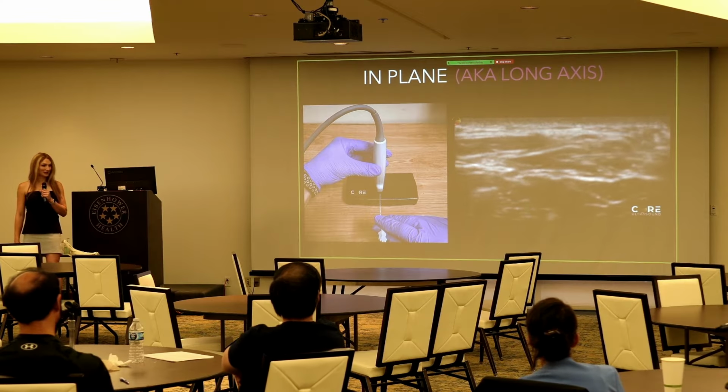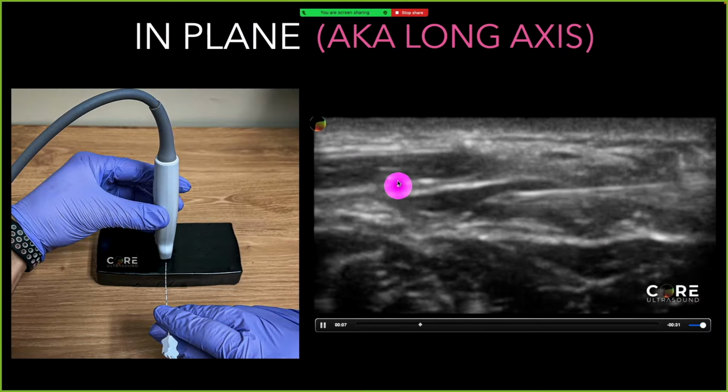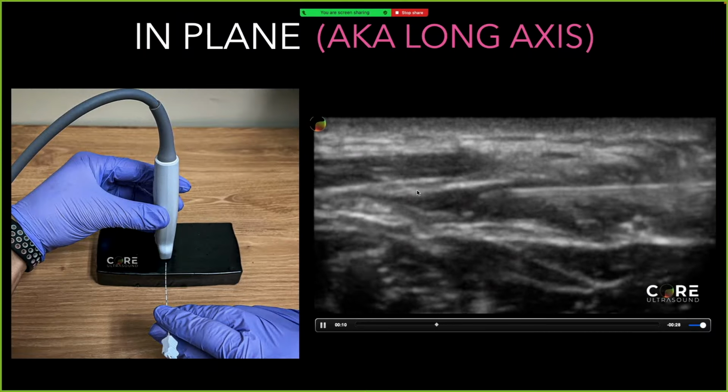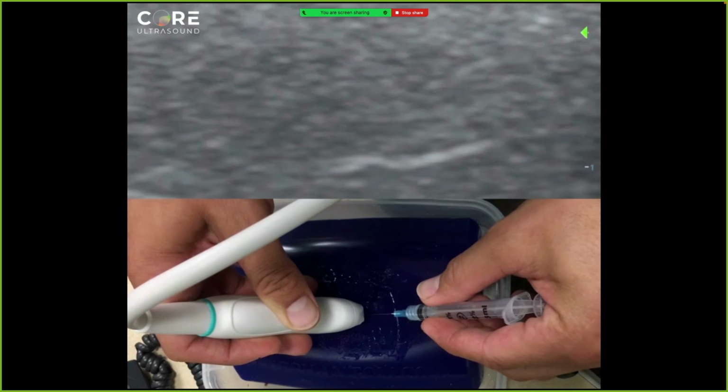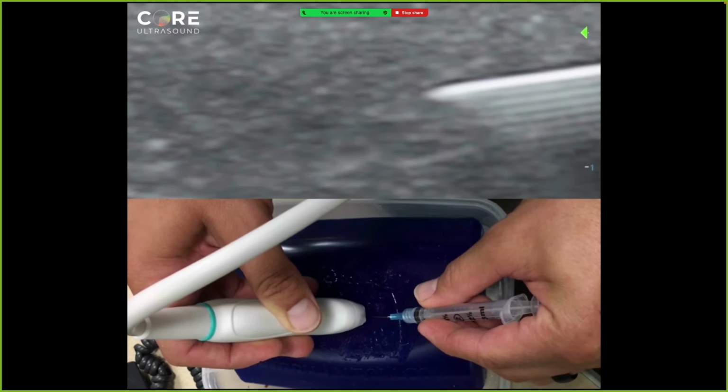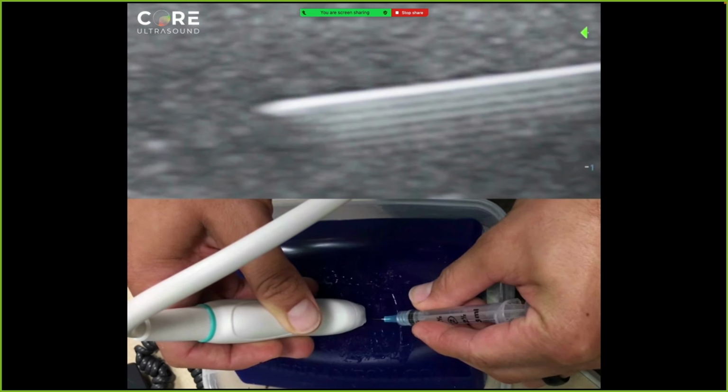Right there, this is an SCP block. This is the sternocleidomastoid up here. So this is long axis. This is probably the best way to do the vast majority of our nerve blocks. There's an issue with long axis. It's really hard to keep that needle perfectly visualized because everything has to be 100% lined up perfectly.